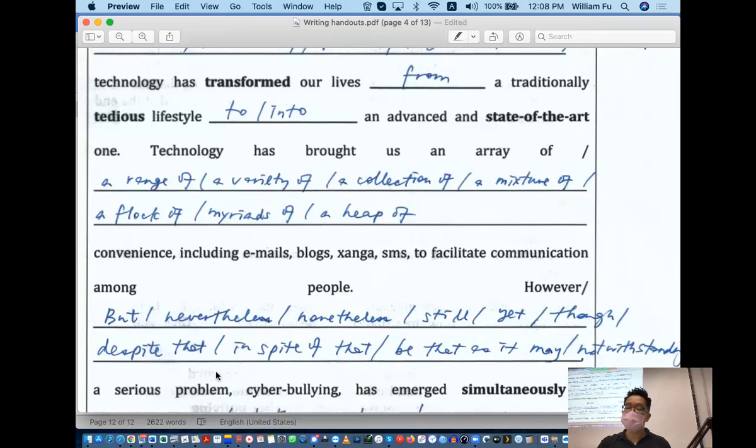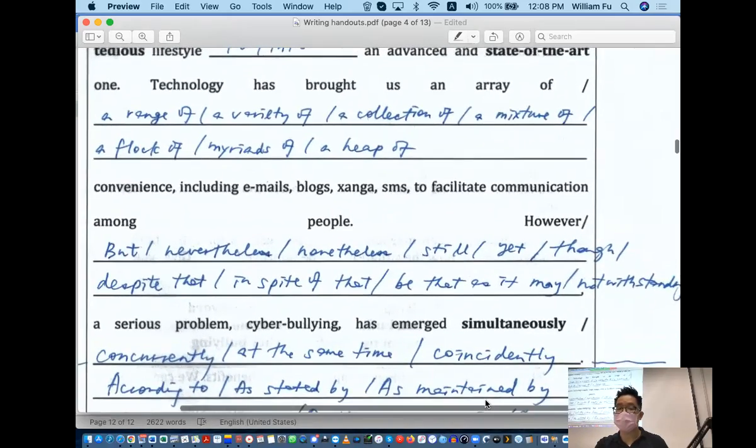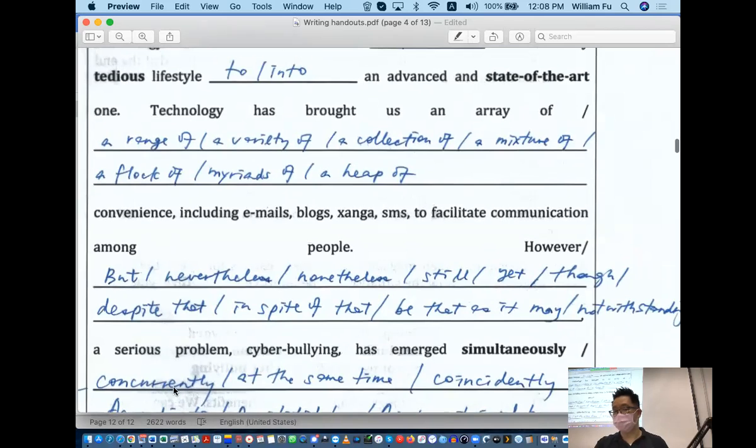However, a serious problem, cyberbullying, has emerged simultaneously. What does it mean? At the same time. That's why these are the synonyms: concurrently, at the same time, or coincidentally.